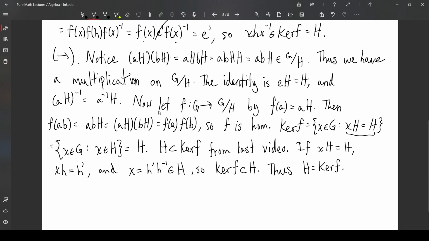And so if we're given that H is normal, we can construct this, well, first of all, the set of cosets becomes a group called the quotient group of G by H. And then we can construct a homomorphism from G to that quotient group with a kernel of H.